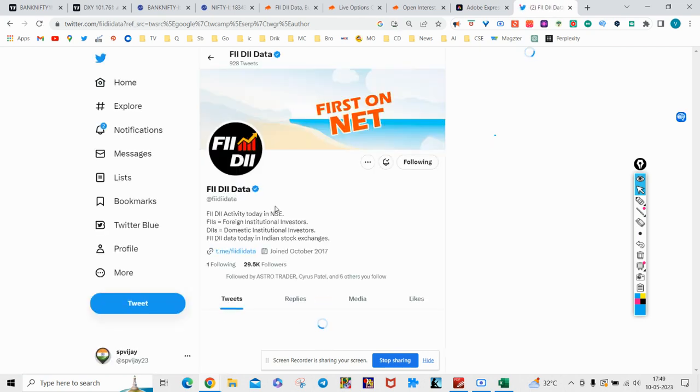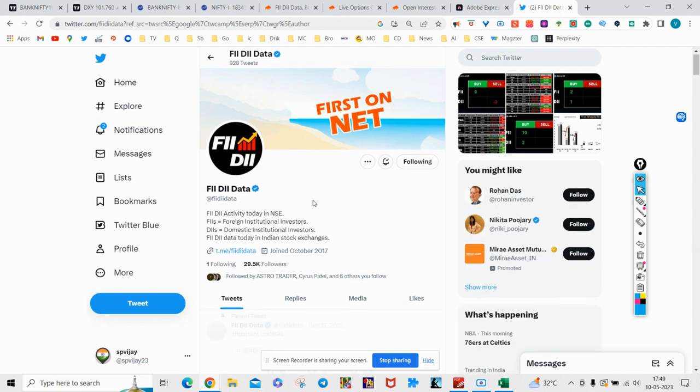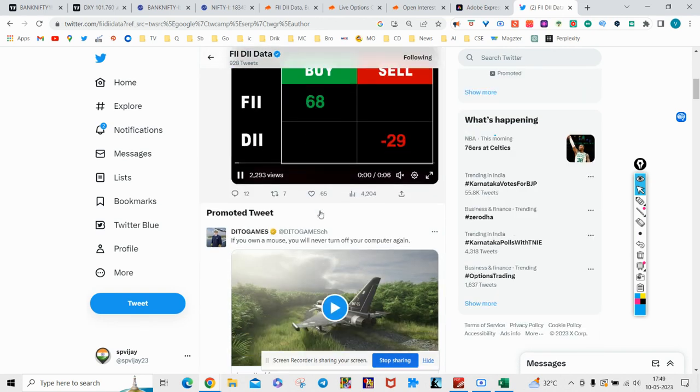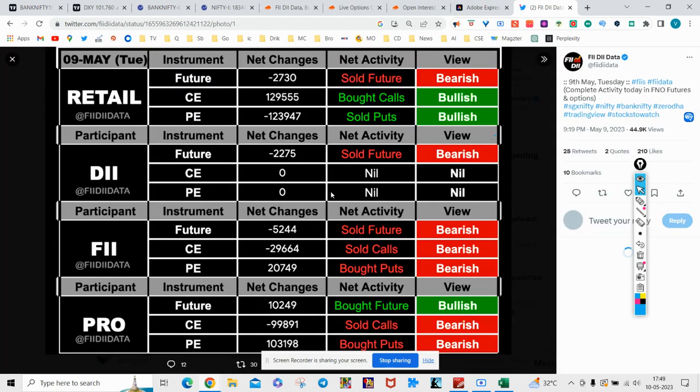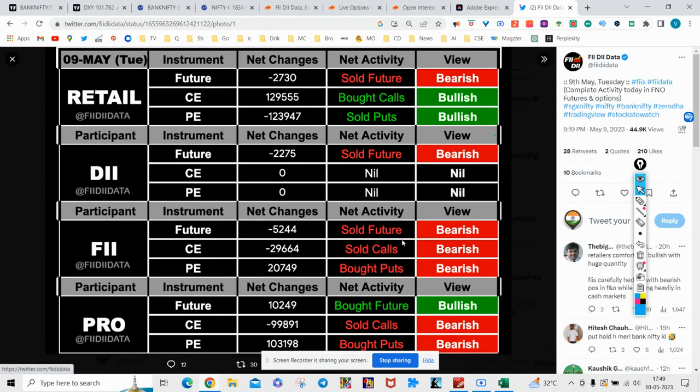They post the FII, DII data, right? So you can see here that on a daily basis people are posting the FII data. For example, if you see yesterday's example, you find that FII data was bearish. They sold futures, they sold calls, and they bought puts. So likewise you get this FII data. So it is bearish. Bullish is the other way around. They buy calls, they sell puts, and they buy futures.